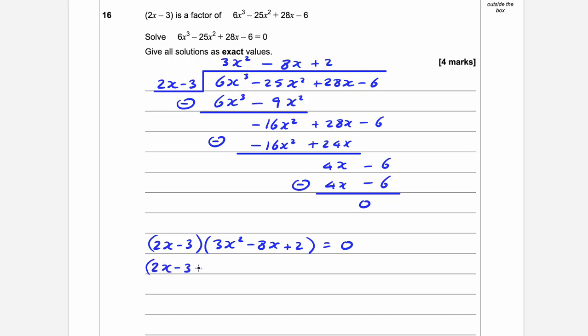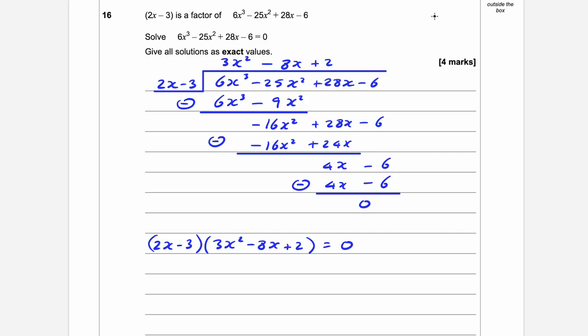2x minus 3 brackets. Okay, I'll do it just at the side up here, guys. I'll do my a times c, which is 6. Factors of 6 that add to give me 8... I don't have any factors, guys, but that means, I just realized, that it does not factorize. Okay, so let's just leave it like that. We're going to have to solve this using the quadratic formula.